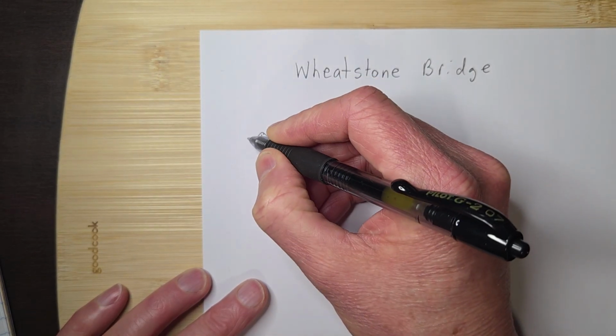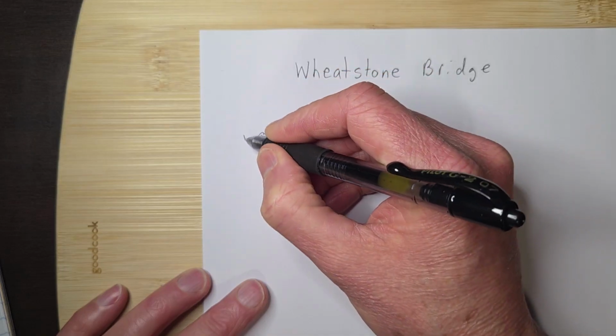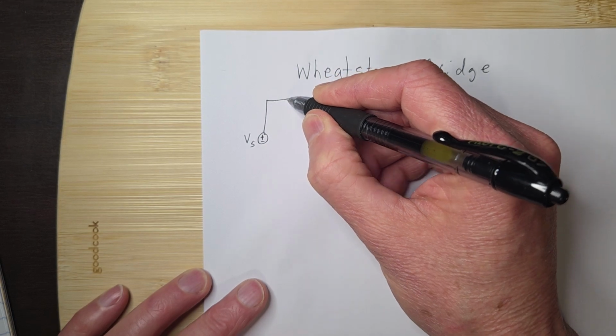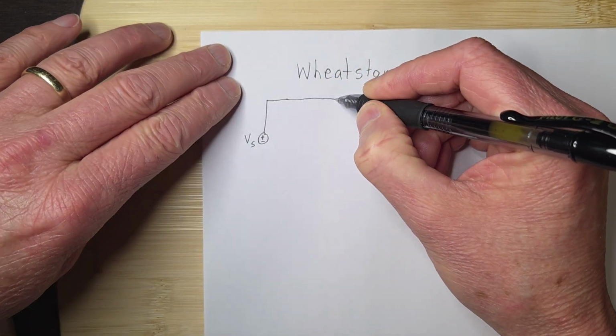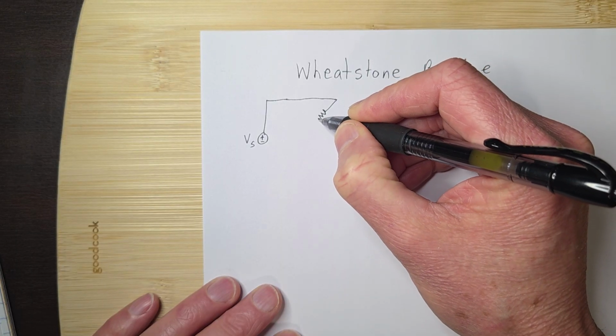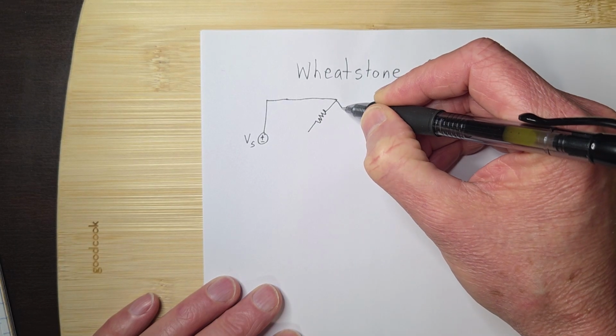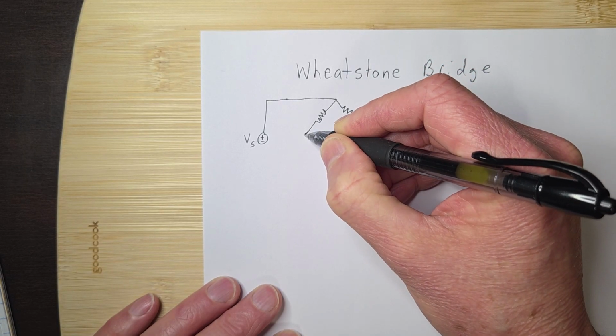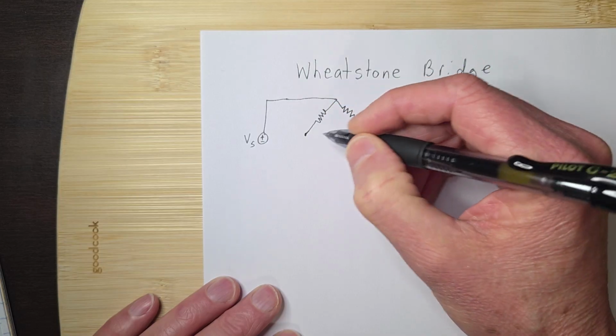So the Wheatstone Bridge looks something like this. We have a power source here, VS. And a lot of times you'll see it drawn like this, a diamond shape, which I don't quite understand why it was always in a diamond shape, but it looks pretty cool. Usually I'll redraw it, and I'll show you in a second what I do with that.